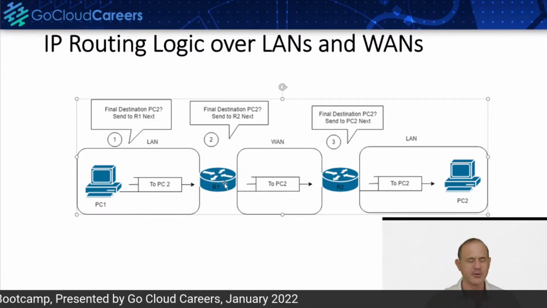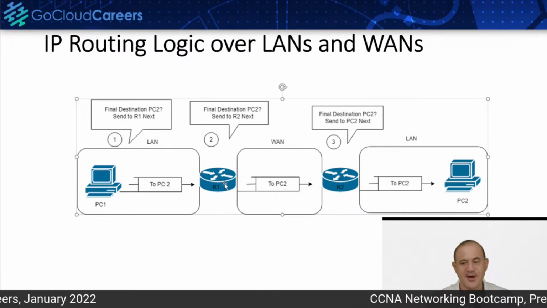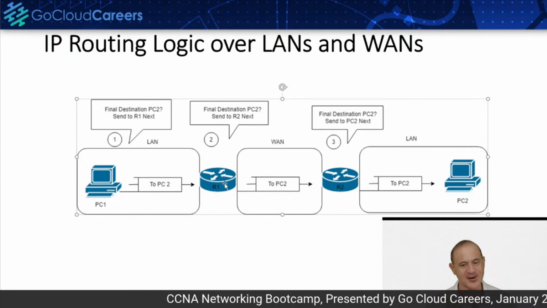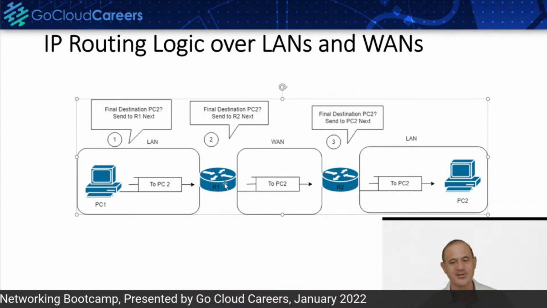Now when it gets to router 1, it says, do I have a route on the routing table to get to PC2 or Sunny the cat? And it says, guess what? I know how to reach Sunny the cat. Go out my right arm to router 2. That's how you reach Sunny the cat.